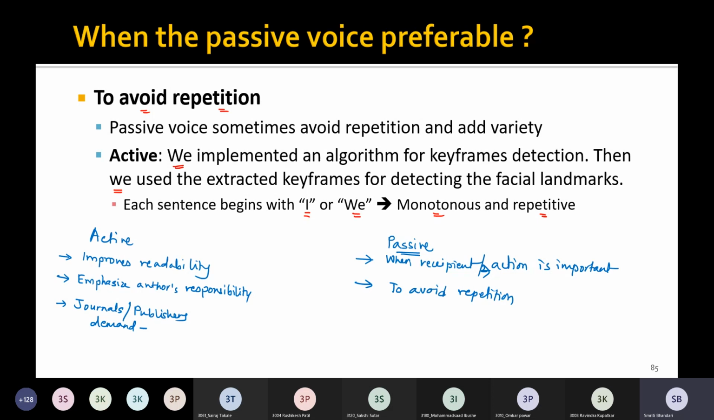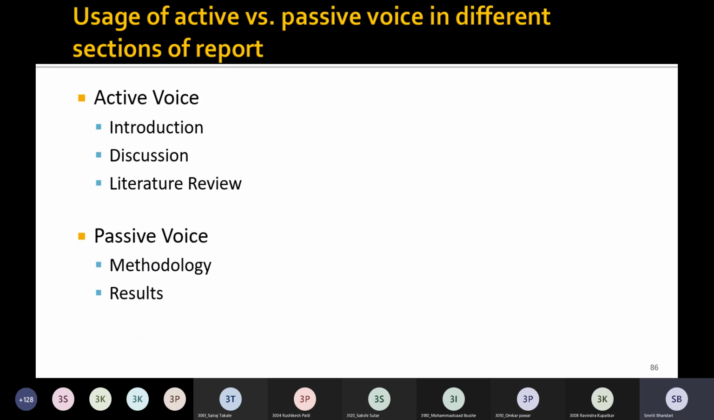Okay, so I hope now you are clear with the pros and cons of active and passive voice, and when each should be preferred. Now, as I stated, there is always a debate whether, while writing the report or technical documents, one should go with the active voice or the passive voice. So, with reference to all this discussion, we are coming to the conclusion now. When to use active and when to use passive voice in the various sections of a technical report? Typically you may use active voice in sections like the introduction, the discussions and the literature review.